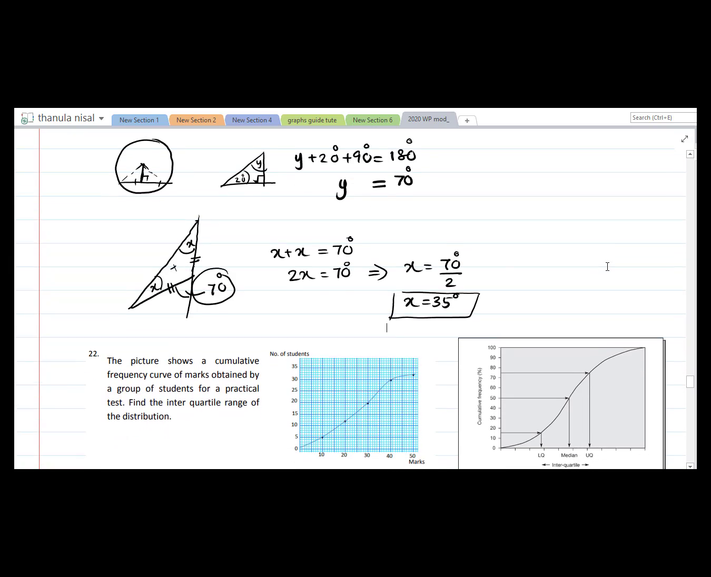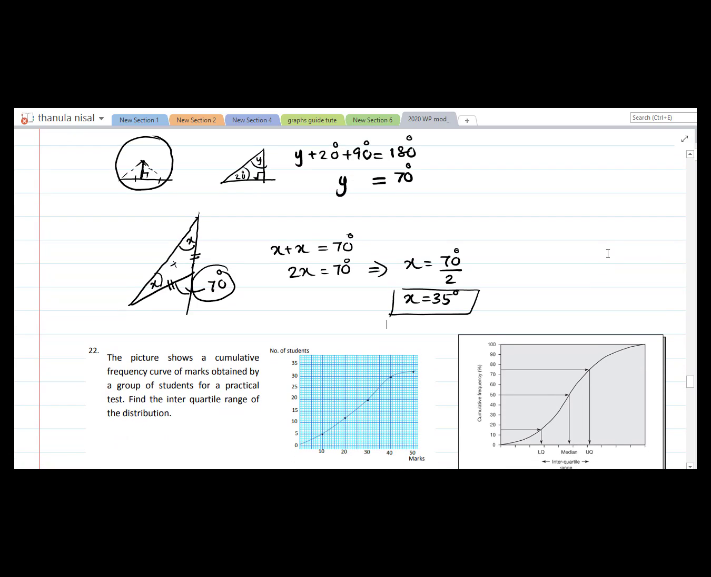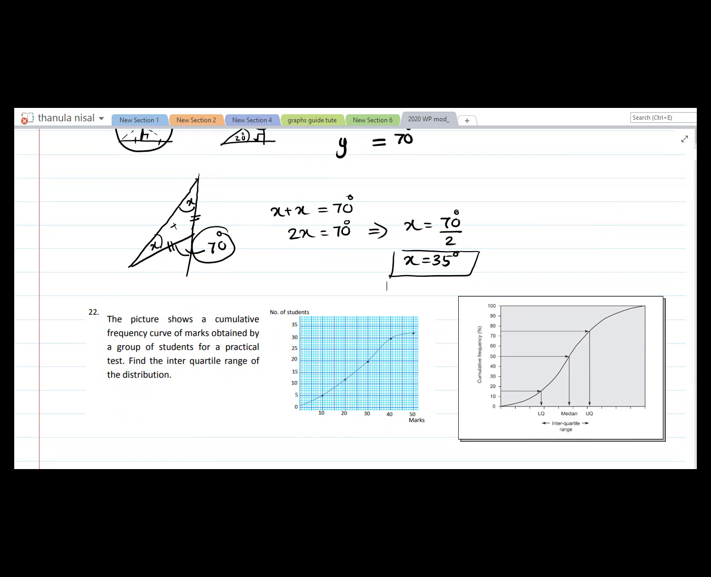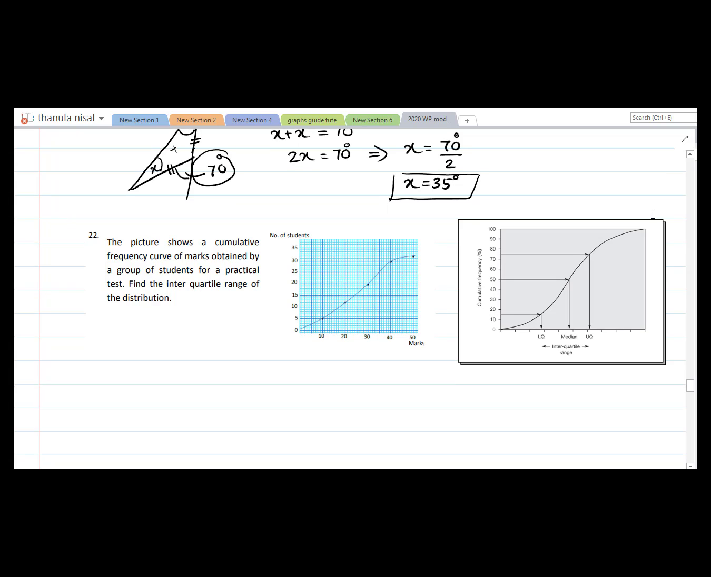Let's shift to question number 22. Now they have given a cumulative frequency chart. What we want to find out is the interquartile range. That means Q3 minus Q1. First find out Q3, then find out Q1, then take their difference.